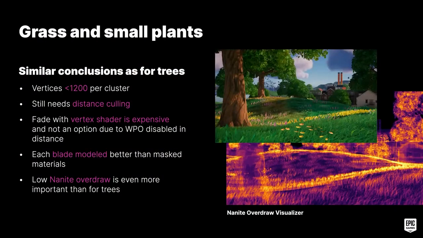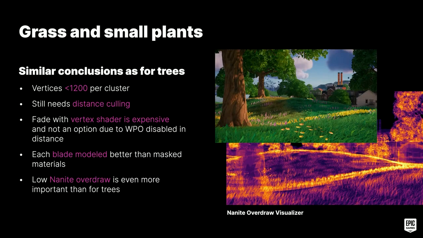But we still needed distance culling. And because vertex shader is again expensive on grass, we needed to disable the world position offset in a distance. This meant we couldn't use our old system of fading out the grass in the distance using a world position offset shader. So we needed to switch that to a pixel shader. And we fade out our grass by matching the color of the terrain and the normal of the terrain.